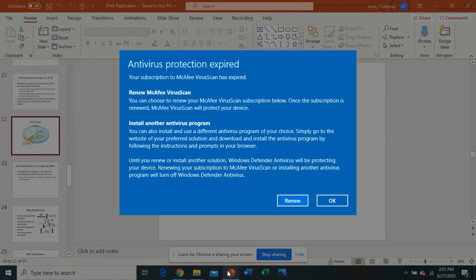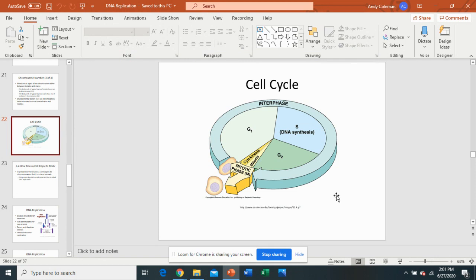The instructions to carry out the cell's functions are housed within the DNA. And so when a cell divides, it has to be able to pass down those instructions to the new cells. Before it can divide, and we'll talk about cell division next week, the cell has to replicate the DNA.